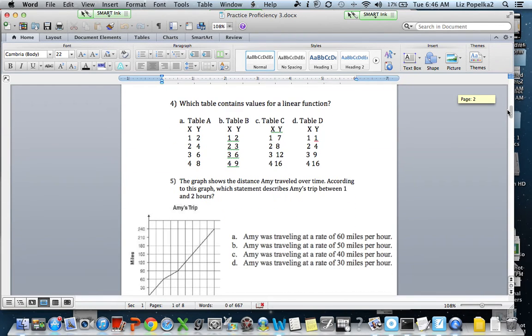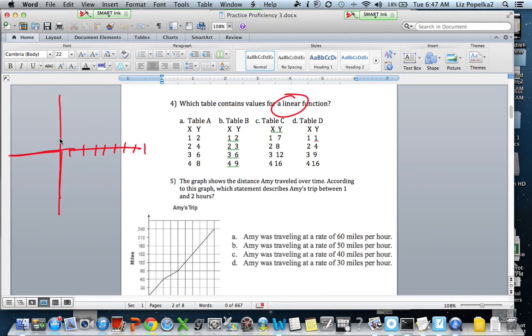In our review section, number 4, we're going to keep going on here. It says, which table contains values for a linear function? Remember, linear means if you were to graph them, they form a straight line. So one thing I could do is I'm just going to graph these guys and see which one turns into a straight line. So right here, 1, 2, 3, 4, 5, 6, 7, 8. If I'm going up, oh, I didn't space that out very well. Sorry, guys. Remember, you guys can use graph paper at home.